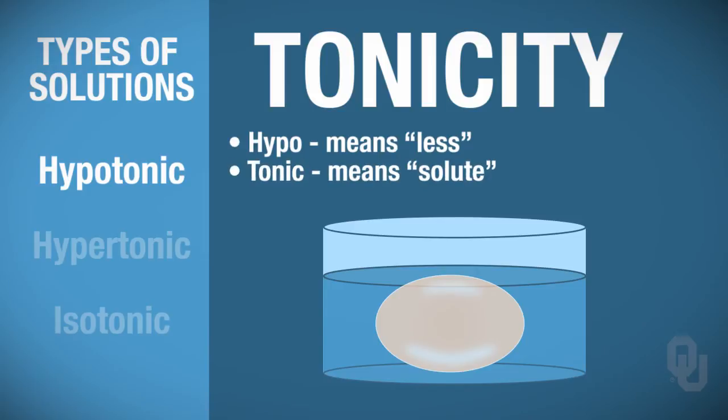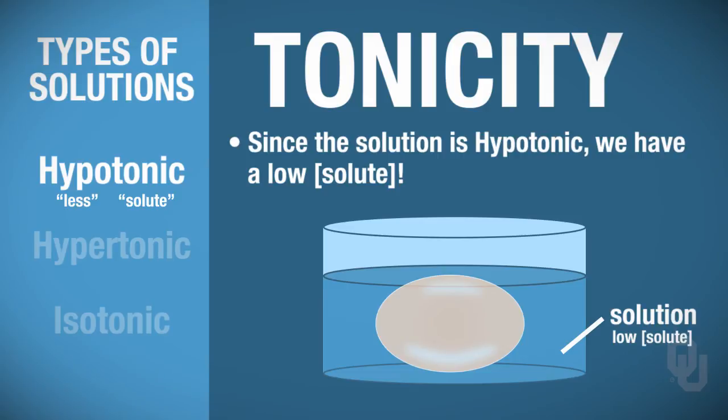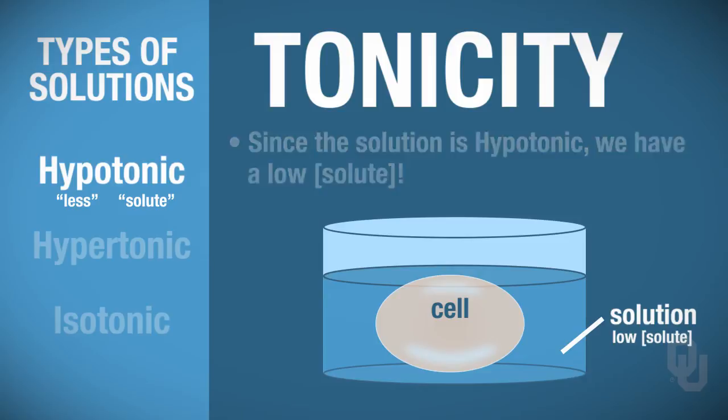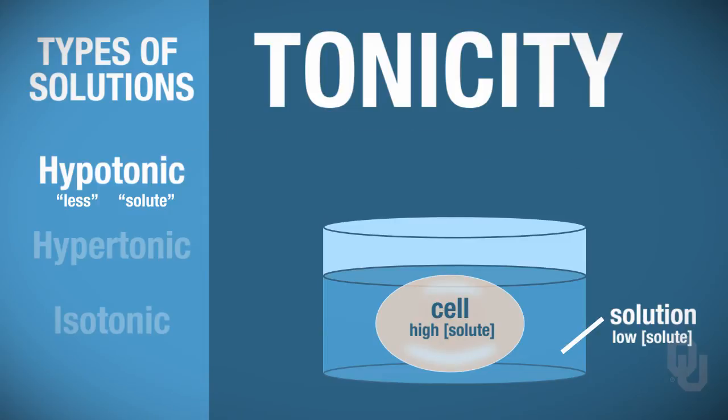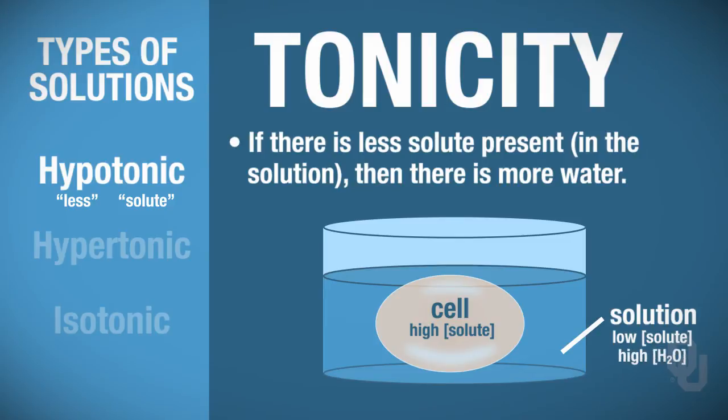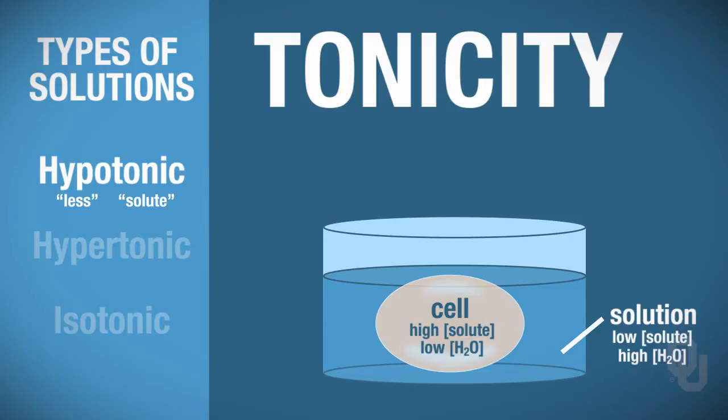We know hypo means less. Tonic means solute. Here we're talking about a hypotonic solution, and the solution is in the beaker. So that means I have a low concentration of solute, which tells me that in the cell, because I have to compare the solute concentration to something else, and here I'm comparing it to the cell, I have a high concentration of solute. Now we want to compare that to the water concentration. If there's less solute present, then there's more water. And then just the opposite condition within the cell, a lower concentration of water in the cell.